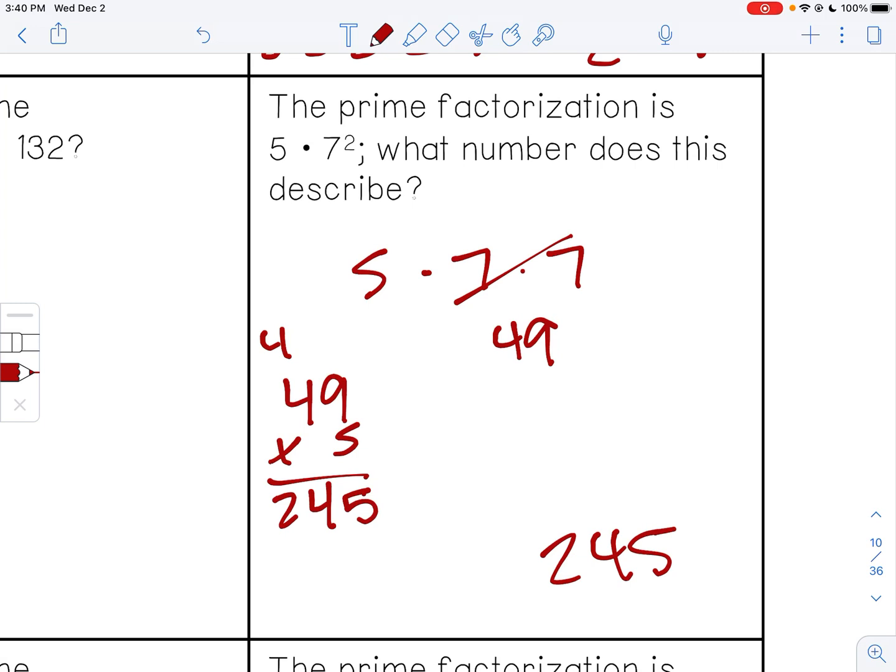And then we're just going to multiply all of those together to see what our composite number is. So I just did 7 times 7 is 49. And then 49 times 5 is 245. So hopefully you got that same answer. If not, see what you did and compare it to what I did. And maybe you can figure out what you did wrong.